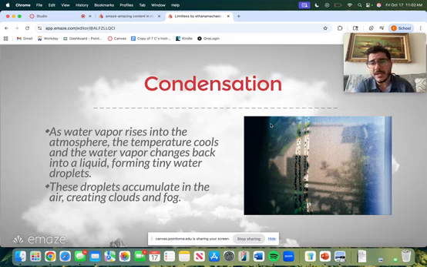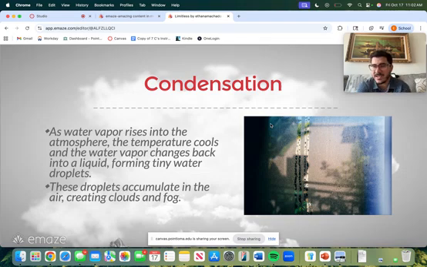So the next one we're going to get into is condensation. So you'll see a visual to the right. That's just one example of condensation. But condensation is when water vapor rises into the atmosphere, and then the temperature cools, which changes the water vapor back into a liquid.